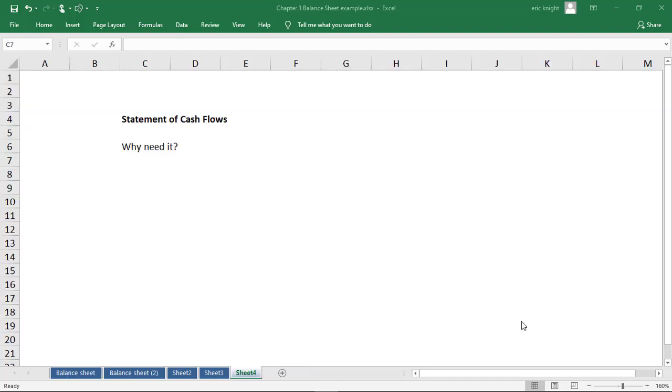Well, there's several reasons why we would need a statement of cash flow. First of all, cash is just so important. That's what we need to pay our employees. That's what we need to pay our debts.